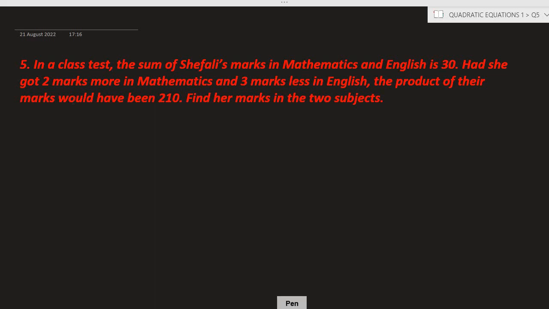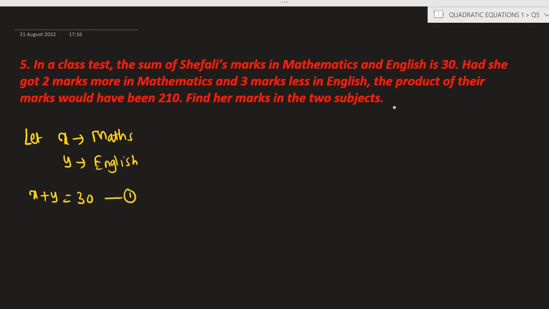The next problem we solve is: in a class test, the sum of Shafali's marks in mathematics and English is 30. To solve this problem, let X be the marks scored in mathematics and Y be the marks scored in English. Together in maths and English, she scored 30 marks. I am calling this equation number 2.